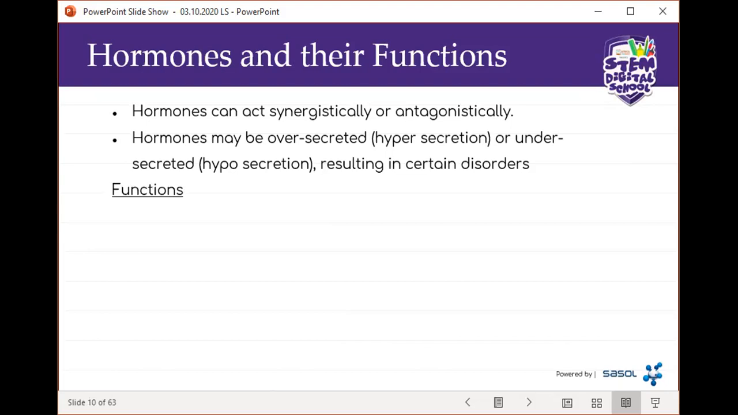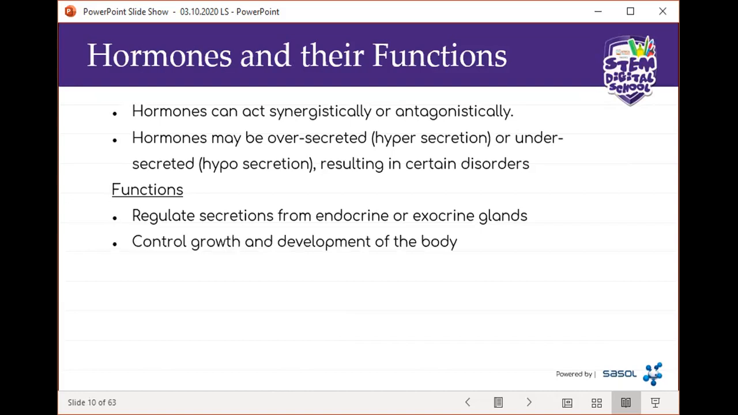And then the functions of hormones, firstly, it is to regulate secretions from the endocrine or the exocrine gland. Remember the difference between endocrine and exocrine is that endocrine glands do not have ducts, but exocrine glands have ducts. Okay, and then another function of hormones is that they control growth and development of the body. Next function of the hormone is that they maintain homeostasis.